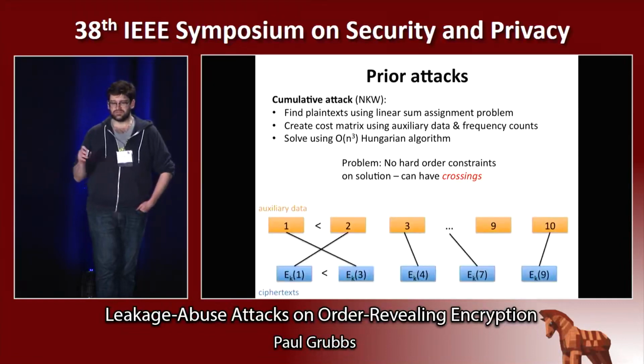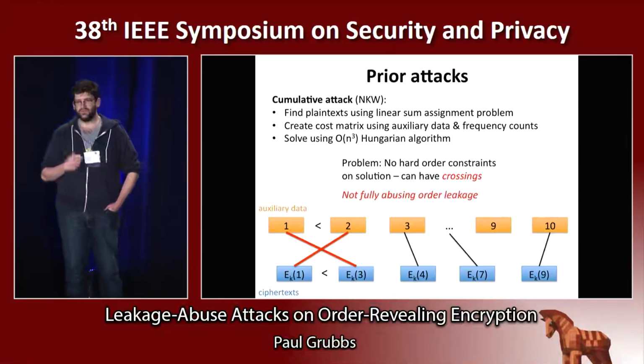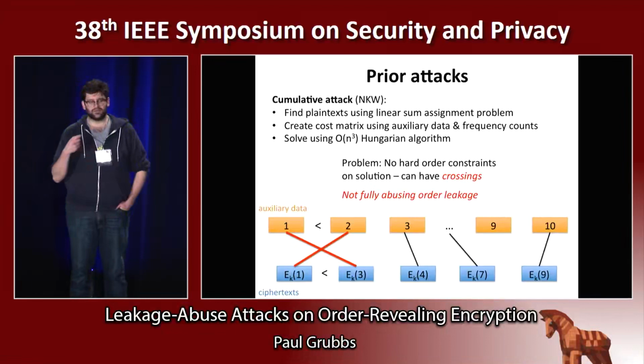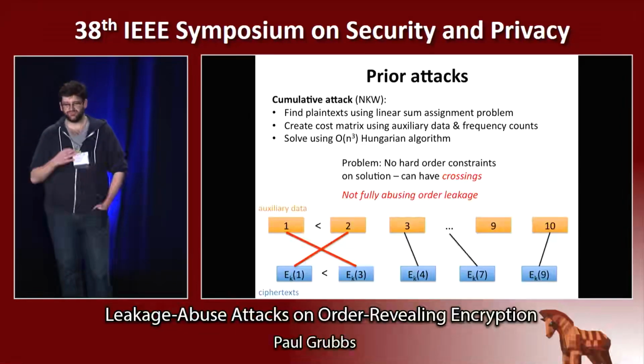And what this means is basically, if you think of the solution that's returned as the lines going from the auxiliary data to the ciphertexts, the plaintext of 1 could be mapped to the ciphertext of 3, even though the plaintext 2 is mapped to the ciphertext of 1. Now, this obviously violates the known ordering constraints on the problem, the known ordering of the auxiliary data and the ciphertext. So this suggests to us that the cumulative attack isn't really using the order leakage to its fullest extent.